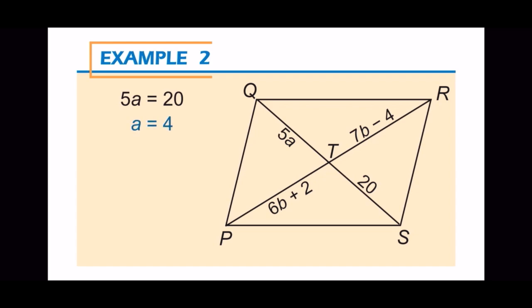We divide both sides of it by 5, and we get a equals 4. The other diagonal is similarly dealt with. For this to be a parallelogram, 6b plus 2 must be equal to 7b minus 4, and solving this might take a few seconds longer, but we should get b equals 6. So, if a equals 4 and b is 6, then PQRS is most definitely a parallelogram.